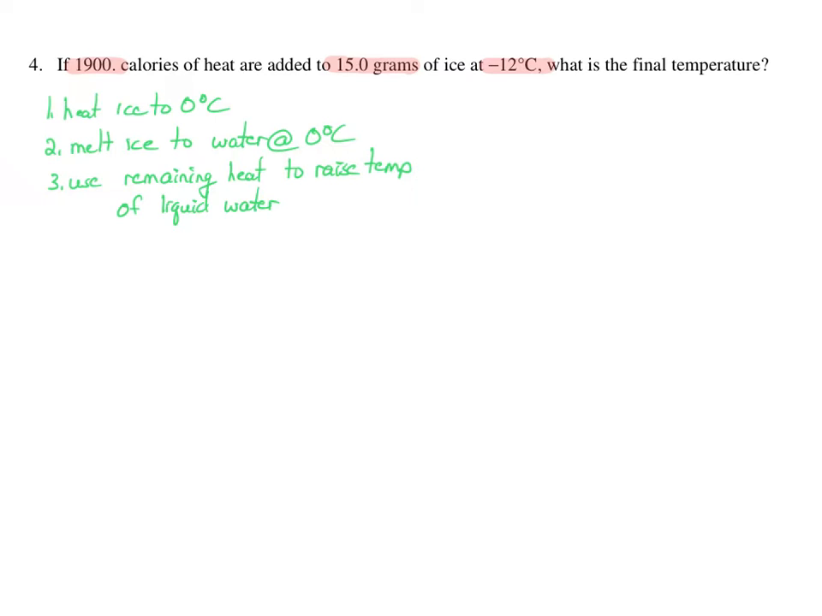So physically what's happening here is we have a sample of ice below the transition temperature, so we need to warm the ice first to the transition temperature of 0 degrees C before it'll melt. Then heat will be used to melt the ice to liquid water at 0 degrees C. So we could calculate the heat involved in each of these first two processes, subtract that from the amount of heat that's provided, and any remaining heat is used to raise the temperature of liquid water.